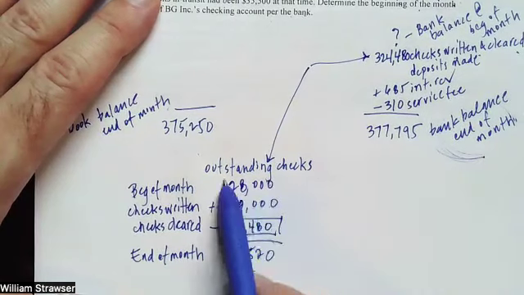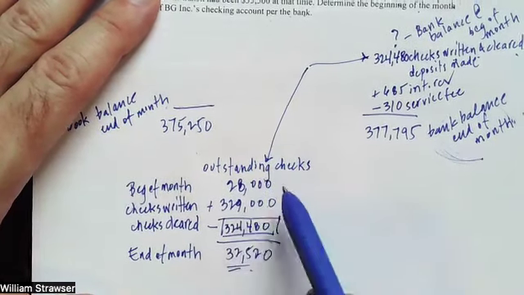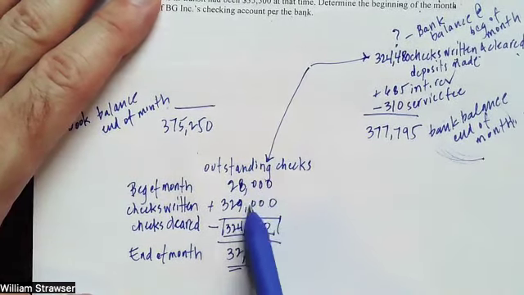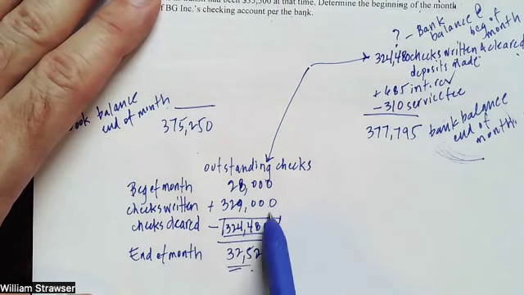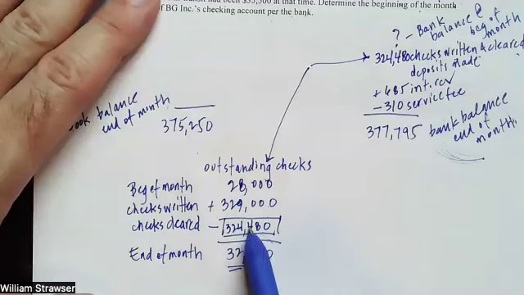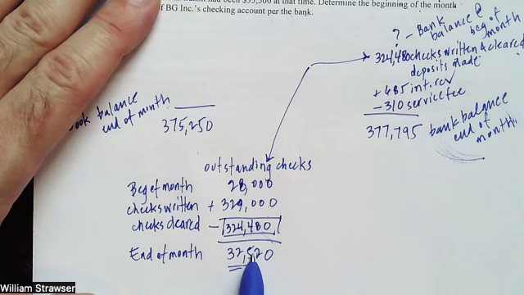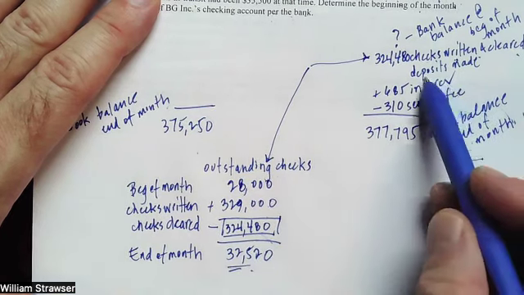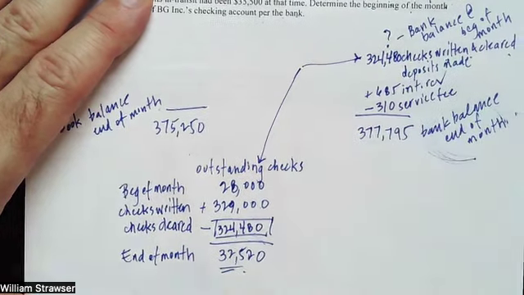So basically it's, well, how many did we have at the beginning of the month? What increases this amount? Well, anytime I write a check, this amount will go up. Anytime the bank clears a check, it'll bring it down. And then this is where we settled out at the end of the month in terms of what is still outstanding that my company wrote. Do the same thing with the deposits in transit.